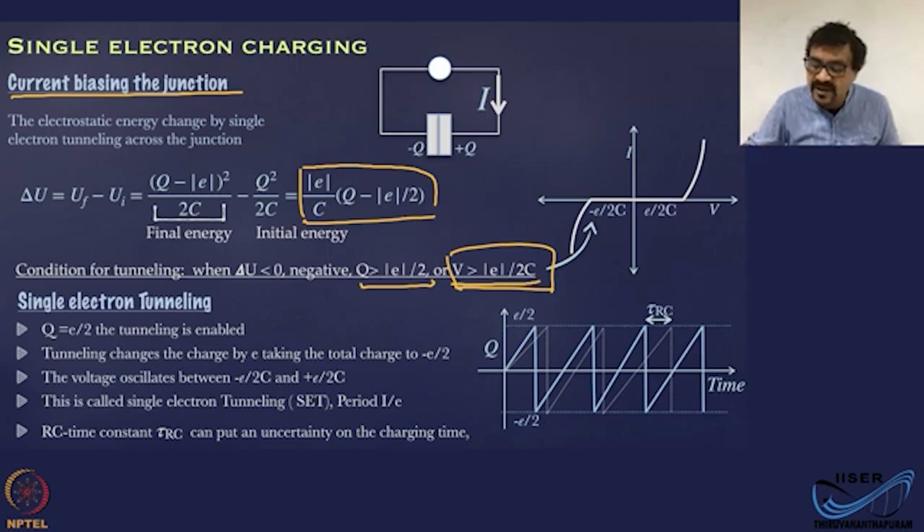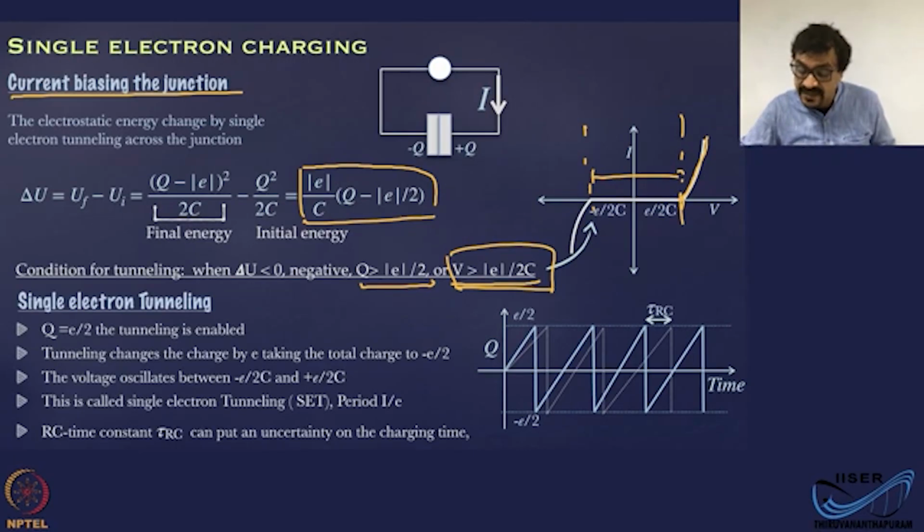Or the current runs through the system only when this applied voltage is E by 2C, or minus E by 2C in the negative direction. So it is going to look like there is a region in the middle, a voltage region in the IV, where there is no current running through. There, the transport is blocked. Okay, and when the voltage reaches E by 2C, the current is going to rise.